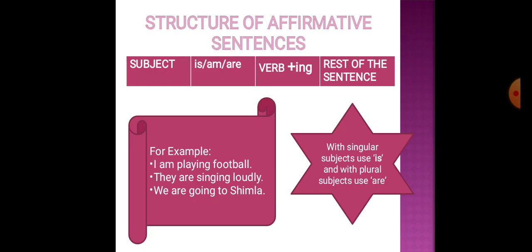Now let's see the structure of the affirmative sentences in present continuous tense. So first we use subject, then is/am/are, present participle, that is verb plus ing, and then the rest of the sentence. For example, I am playing football. They are singing loudly. We are going to Shimla.